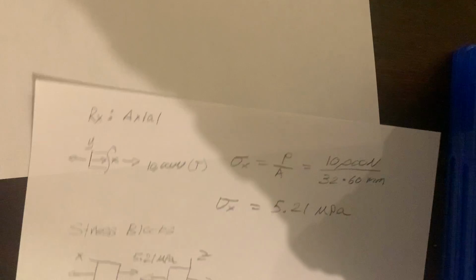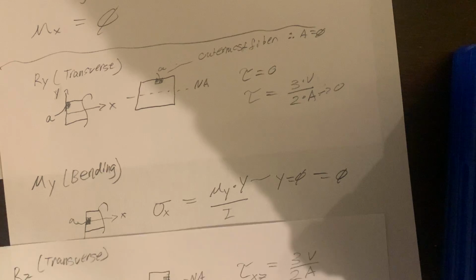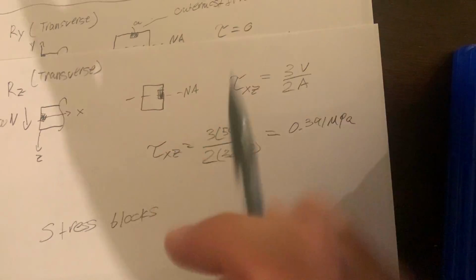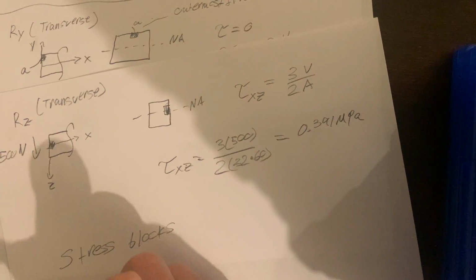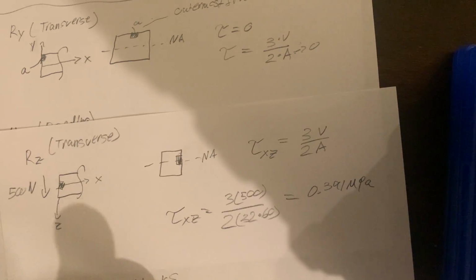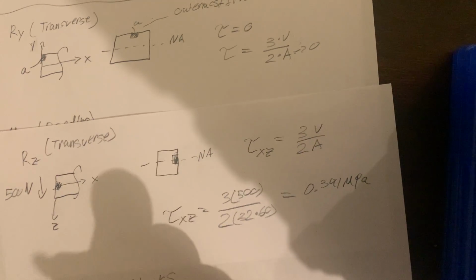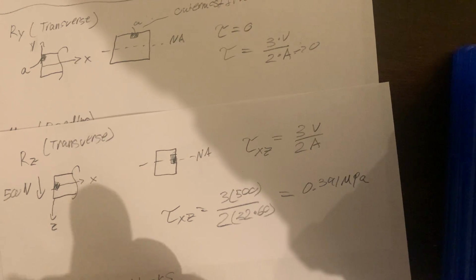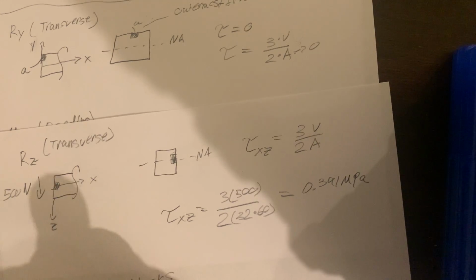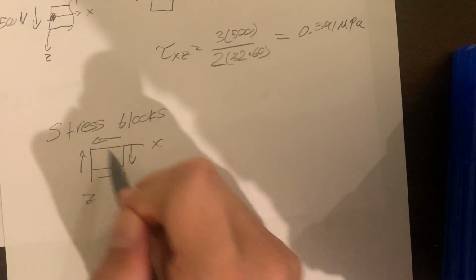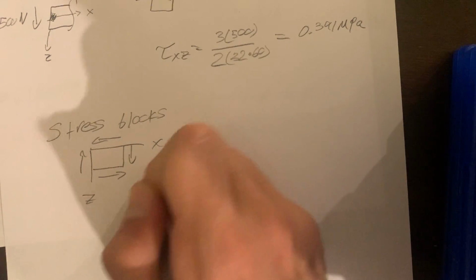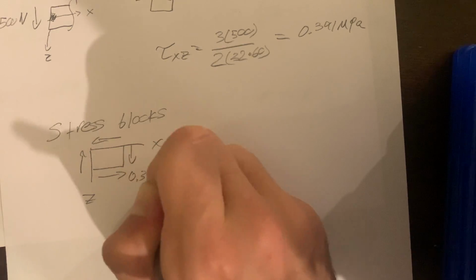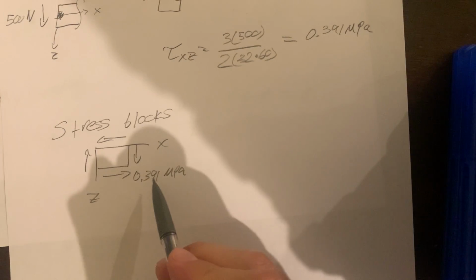And let me just look at, okay. And this will be z x with a positive direction going this way. Since we know this is positive. Oh my goodness, I'm so sorry. This is positive, and this is at 0.391 megapascals right there.